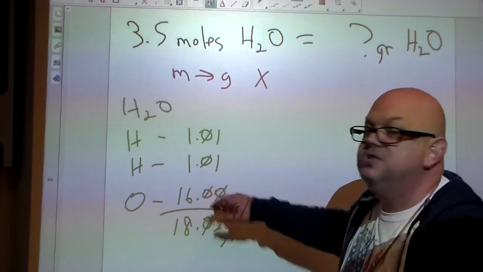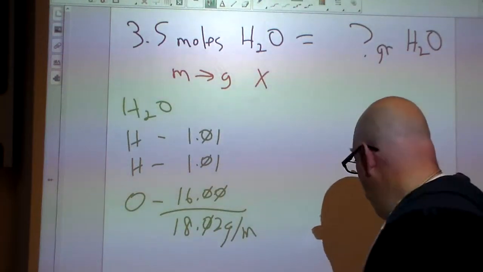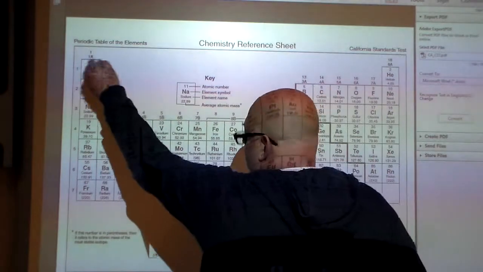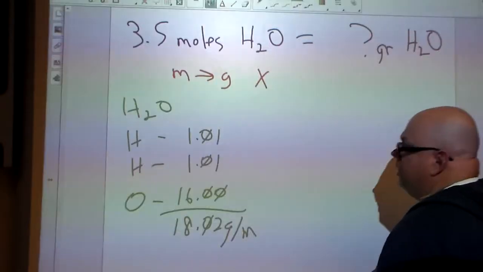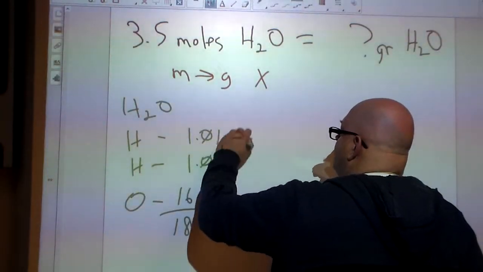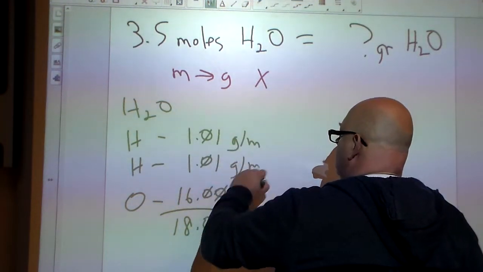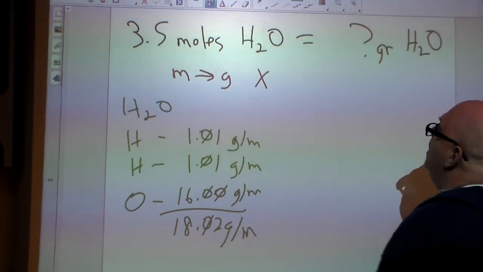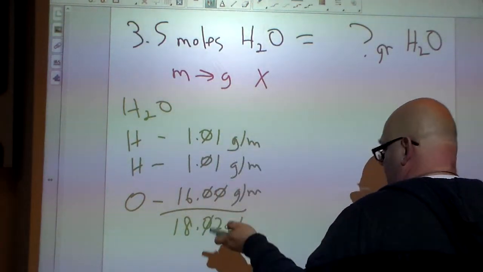Now, where did I get those numbers? The periodic table that looks just like this. You have oxygen here, hydrogen here. That's how it works out. Now all these are grams per mole, so it's going to look like that. So we're okay. Now we're going to multiply.